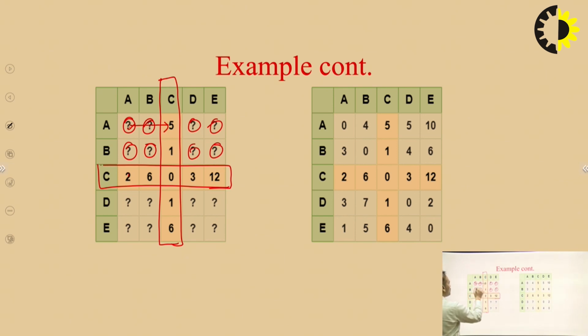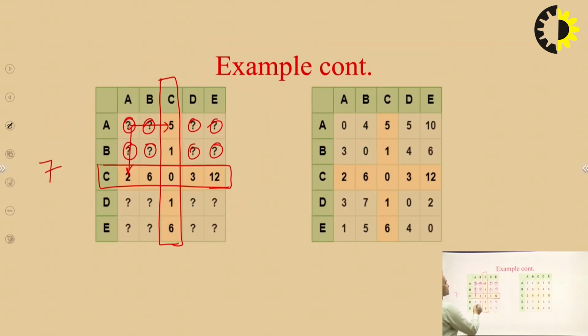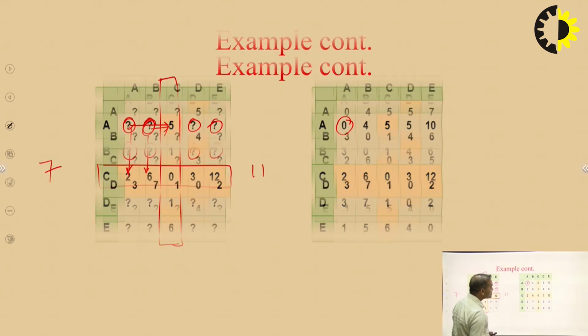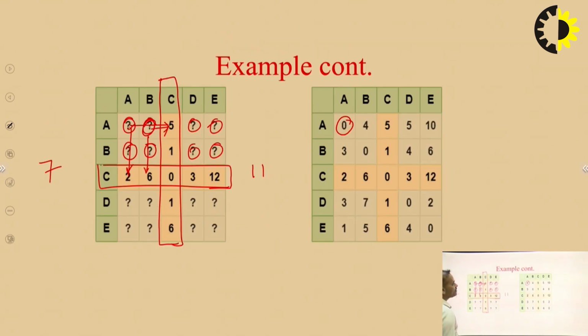Here 2 plus 5, that is 7, and the previous value at this node is 0, so we can't change the value of this node. Now, the value of this cell is 6 plus 5, 11, and the previous value of this cell is 4. 4 is less than 10, so we do not change the value of the given matrix.